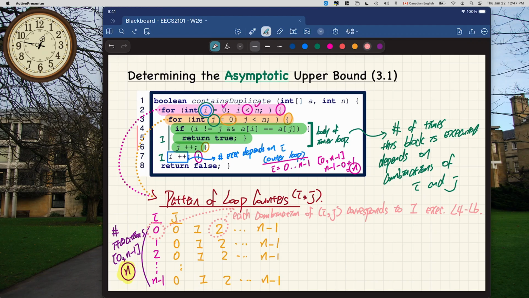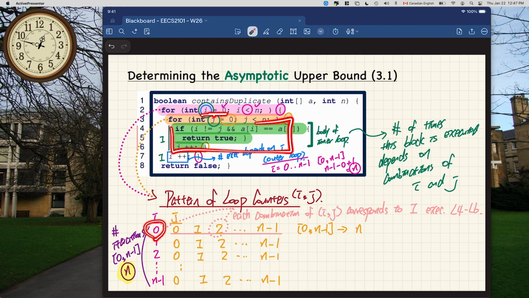Let's now figure out: when i is equal to 0, how many times are we going to execute this block? We're just counting how many numbers there are between 0 and n minus 1, so that would be exactly n times. When the outer loop has i equal to 0, this block is executed n times because the j value goes from 0 to n minus 1, which is n times.